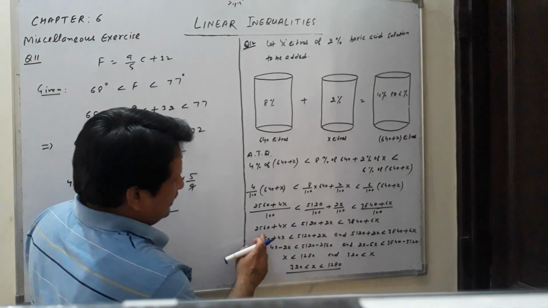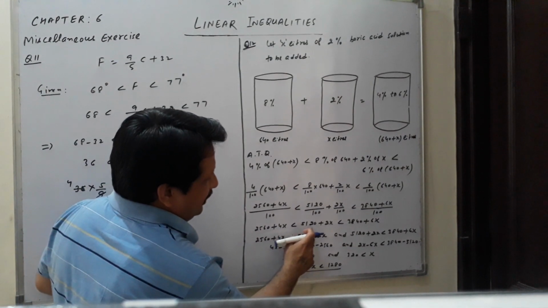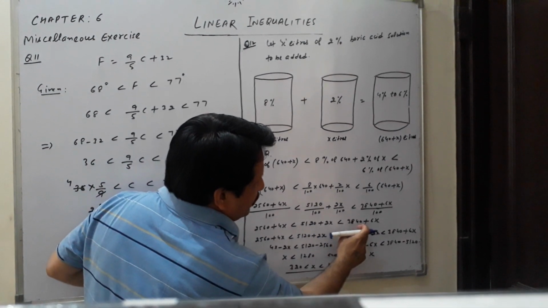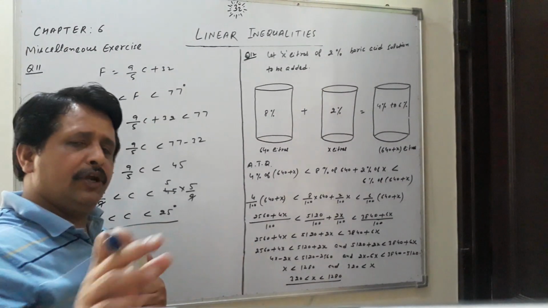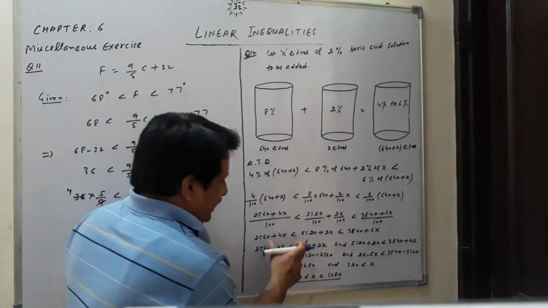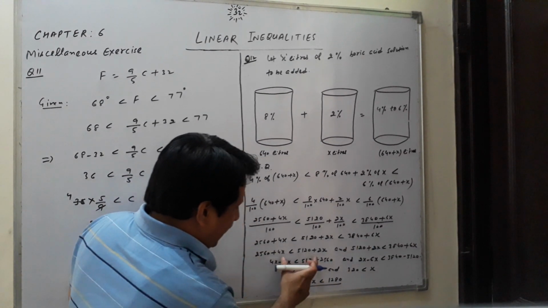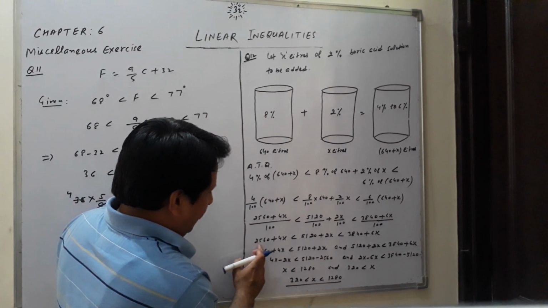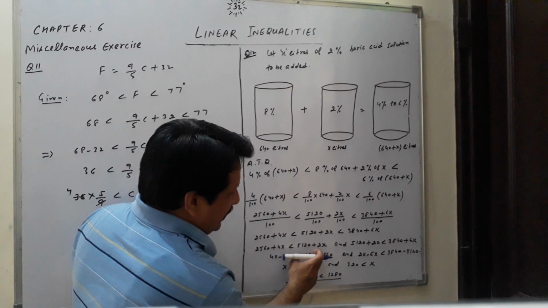So we will write it as 2560 plus 4x is less than 5120 plus 2x is less than 3840 plus 6x. Now here what I am doing, I am going to divide this into two parts. This is the first inequality, this is the second inequality. So I am going to solve the first inequality first. So that is 2560 plus 4x is less than 5120 plus 2x.